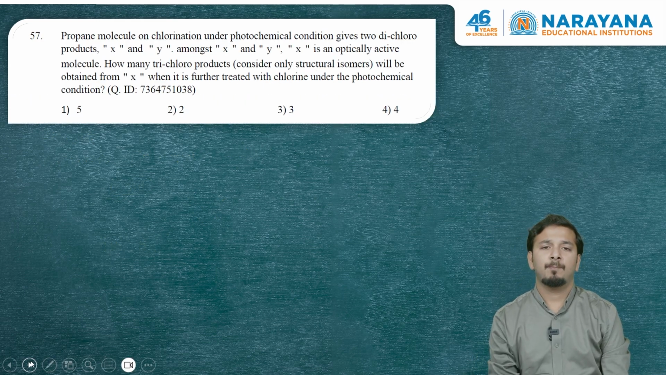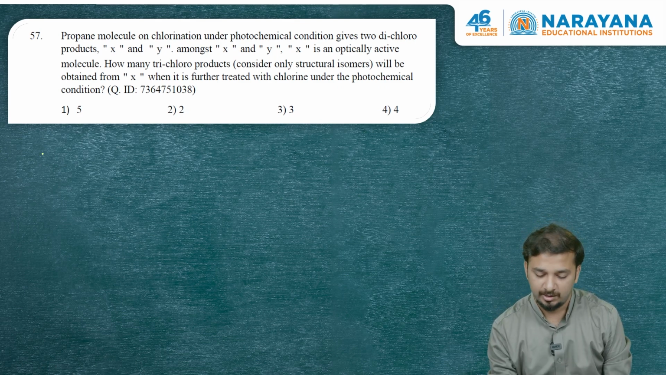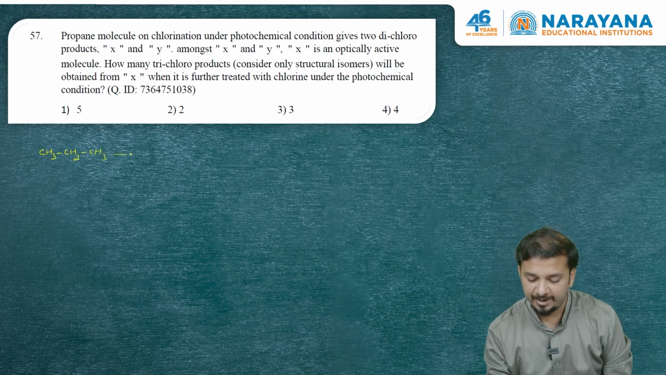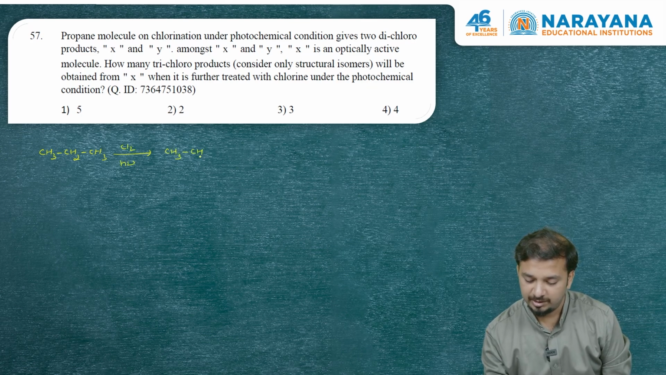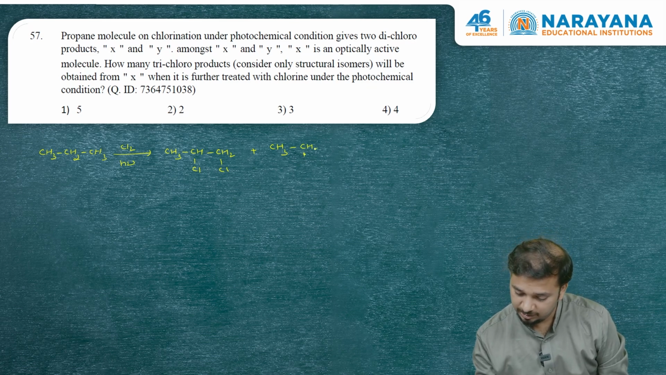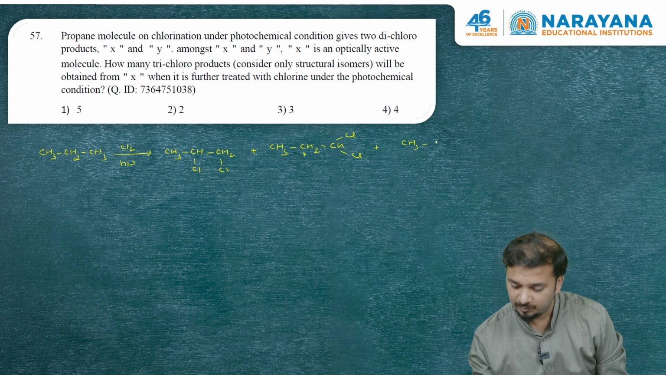Moving to next question. Propane molecule on chlorination under photochemical condition gives two dichloro products X and Y. So propane will be CH3CH2CH3. They are doing dichlorination, with Cl2. So the possible products are CH3CHClCH2Cl. The second possible product is CH3CH2CHCl2. These are two possible products. One more possible product is CH3CCl2CH3.